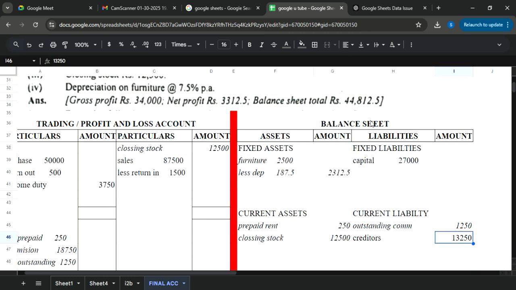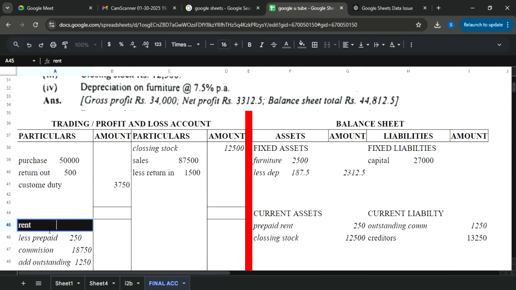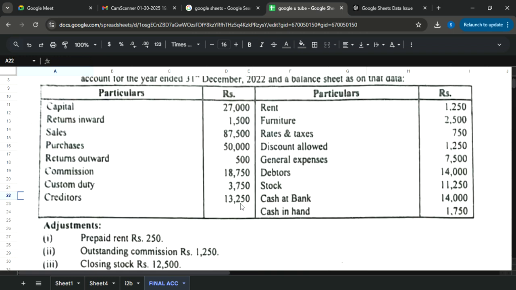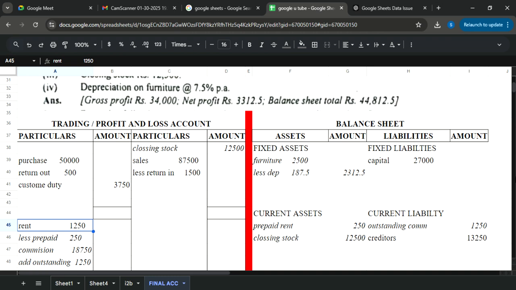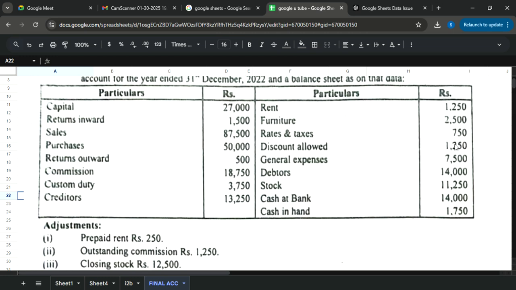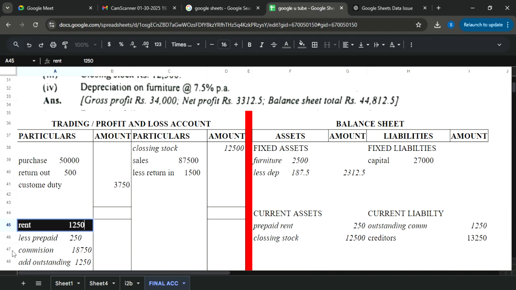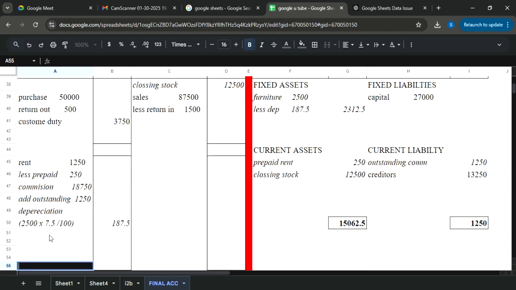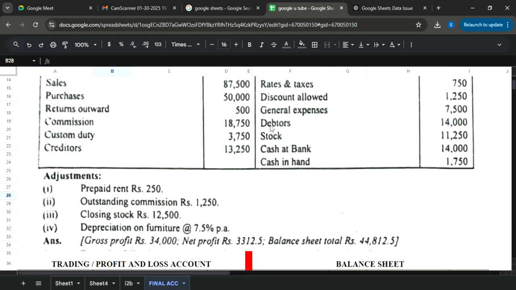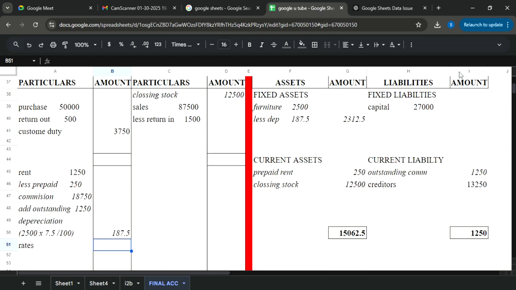Rent is 1250. Rent is already decided to be put over here, and the amount of rent is 1250. Then we have furniture. Furniture 2500 is already adjusted and you can see it is present, so we don't need to write it. Then we have rates and taxes, indirect expenses. Here you will write rates and taxes, the amount of which is 750. Write down 750.